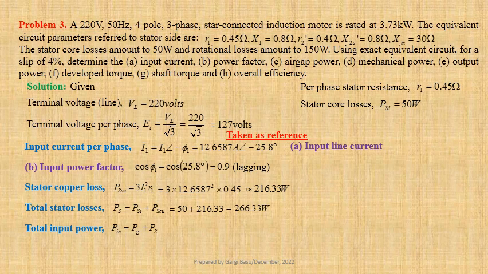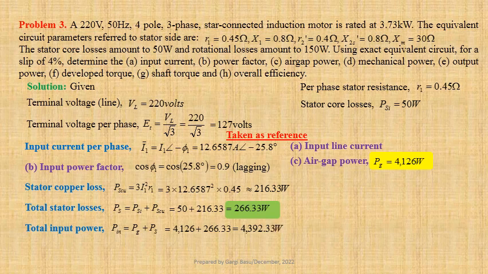We have obtained air gap power Pg equals 4126 watts. Therefore, Pin equals 4126 plus 266.33, that gives us 4392.33 watt. Now we shall calculate output power.